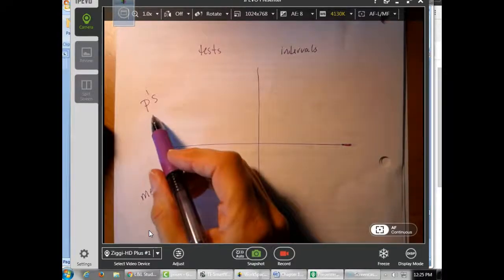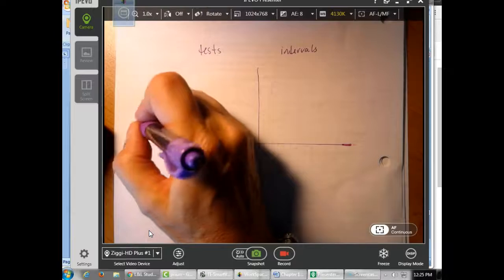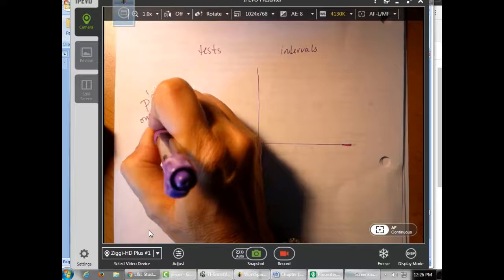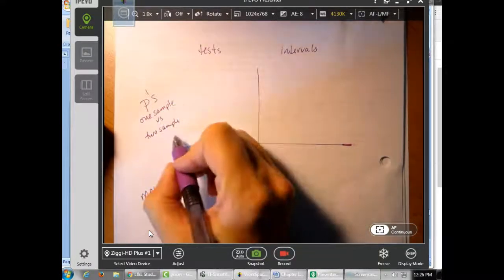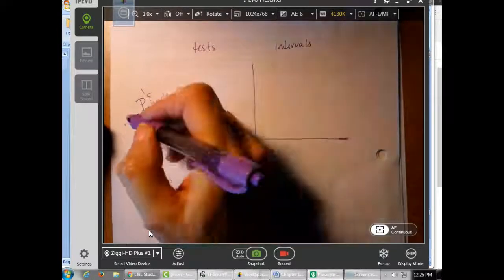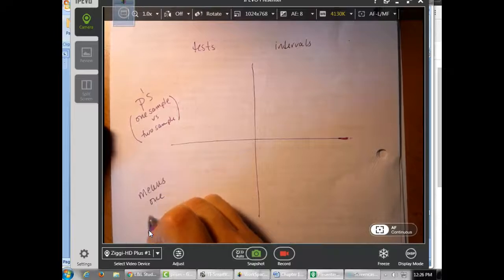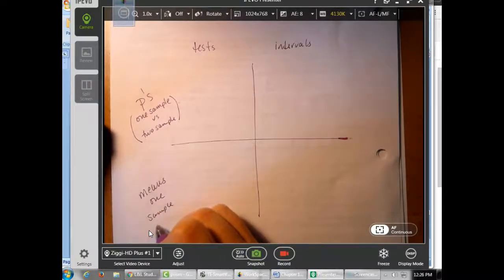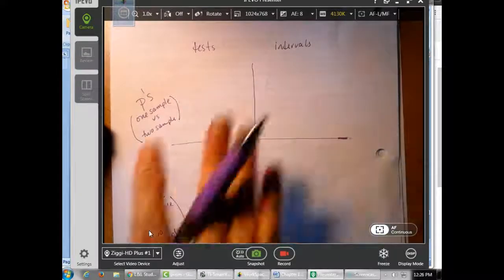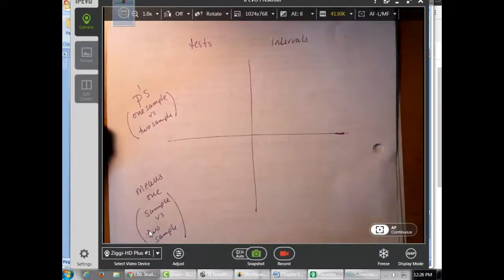Because for p's, we can do a 1 sample or a 2 sample. So 1 sample versus 2 sample. And when we do a 2 sample, we're really talking about a difference in the proportions, right? Means are the same thing. We have a 1 sample versus a 2 sample. And there's only one time that we're going to pool. So basically, we have 4 big areas, but you could almost double it because you got your 1 sample test and intervals, you got your 2 sample tests and intervals.